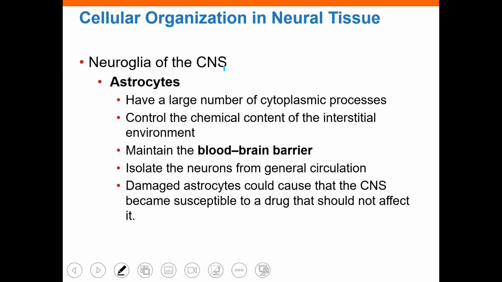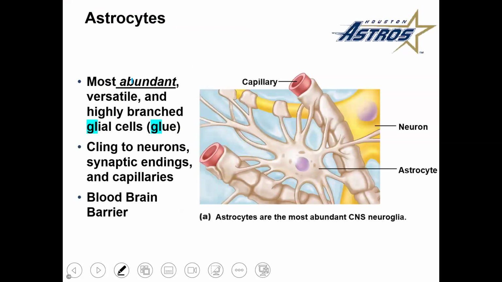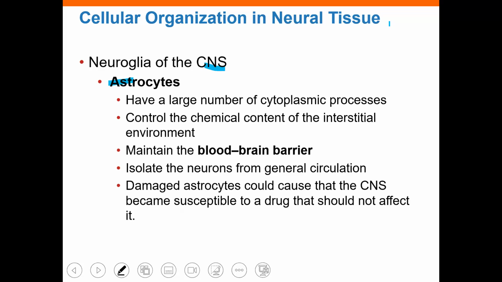So in the central nervous system here, we see these astrocytes. And when we look at this, astro means star, like astrology or astronomy. Okay, so this means star. So they're star cells, CYT is cell. So these are star cells. They have a large number of cytoplasmic processes. They control the chemical content of the interstitial environment. They help maintain the blood-brain barrier of the brain.